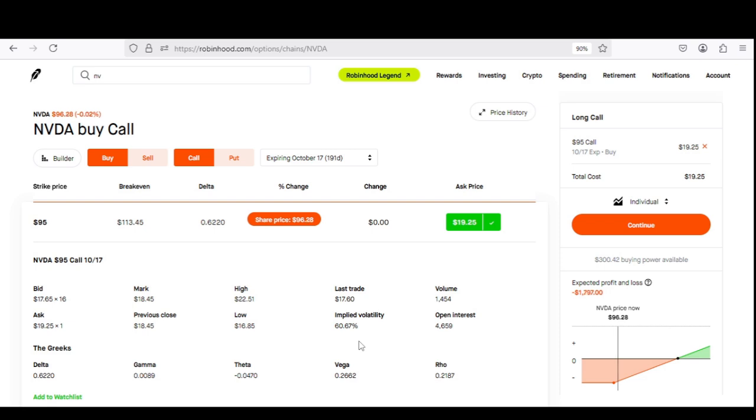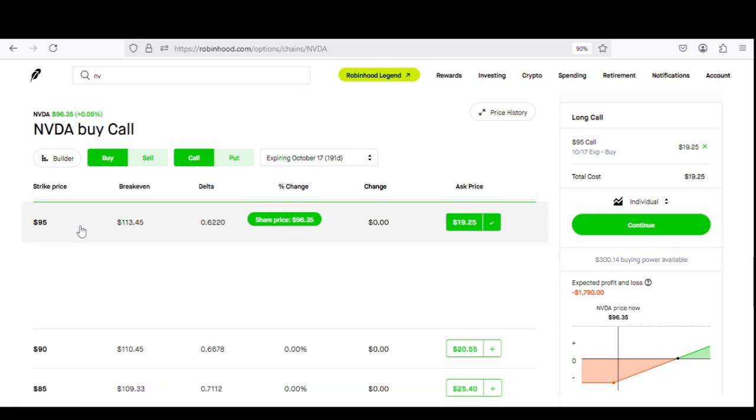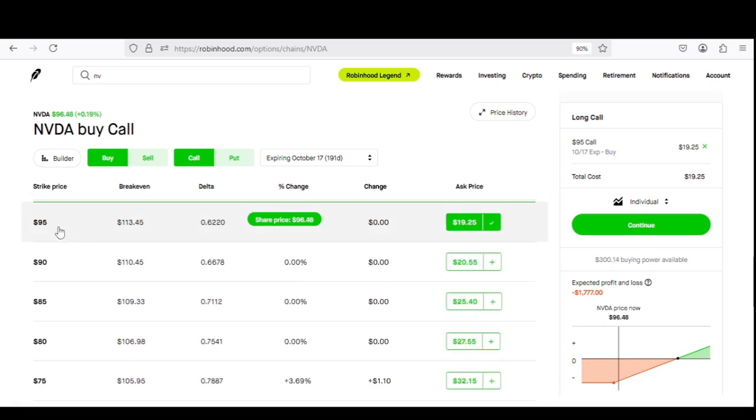One more thing I want to bring to your attention is the open interest right here. The open interest is 4,659. So there's this amount of contracts that are open. That also tells you that there are 4,659 people that think Nvidia at the $95 call expiring October 17th is worth this price of 19.25. Now, I did mention I usually do not select my strike prices this close to the share price. However, this is a bear market, so I can take that risk.